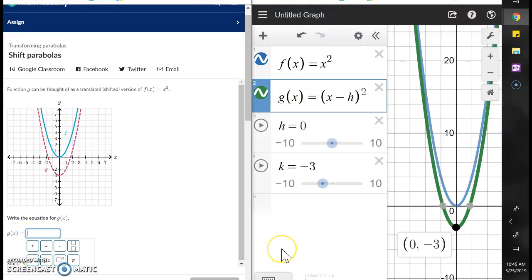Let's go ahead and type in the equation. So we got X minus H is 0 squared minus 3 is K.